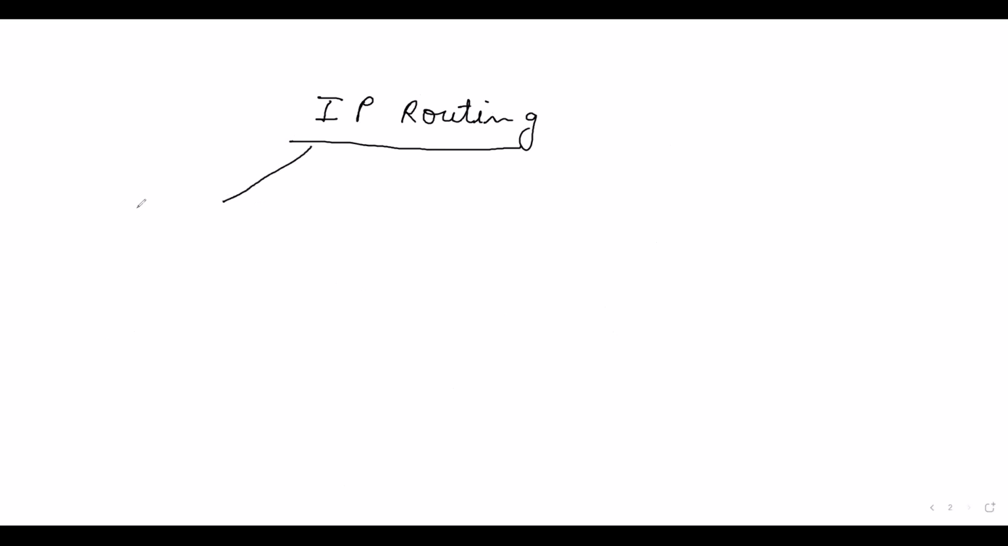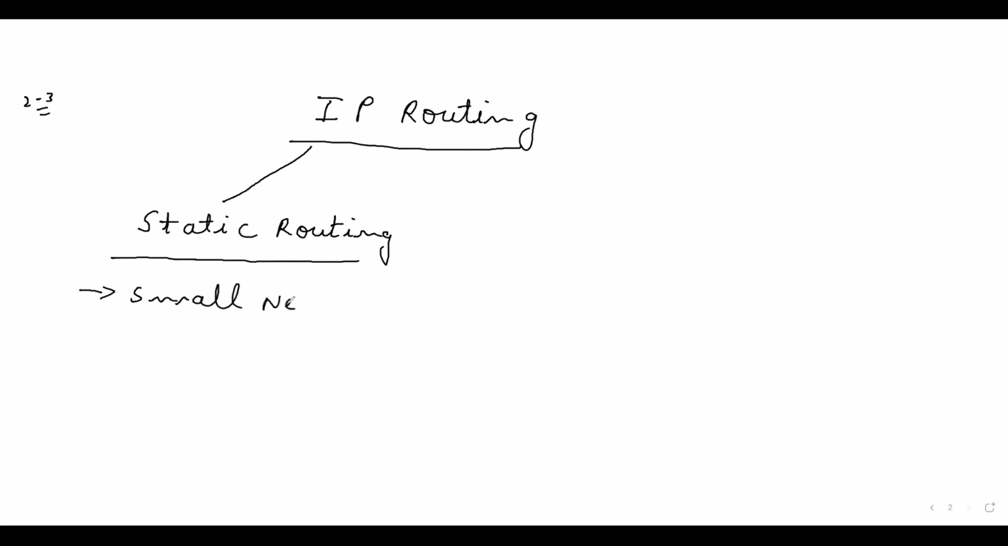First one is static. I think you have already done static routing. Okay. So it's for very small distance, a very small network. Small means I'm just talking about two or three, not more than two, three. A small network. Okay. And it's hard to maintain, hard to implement.